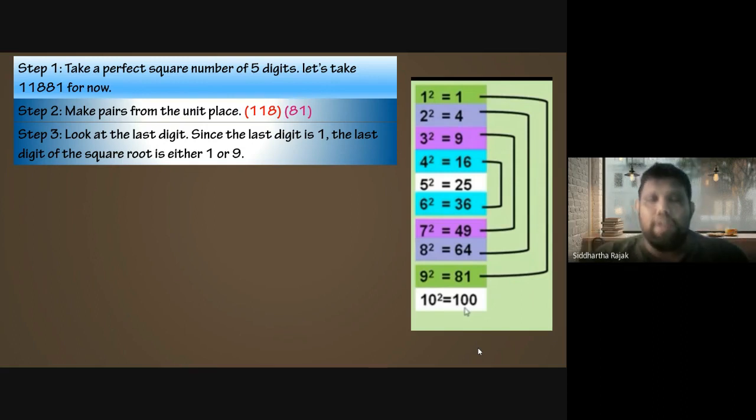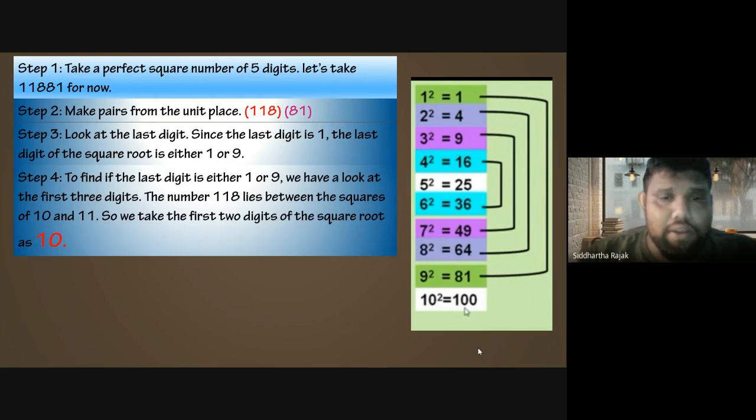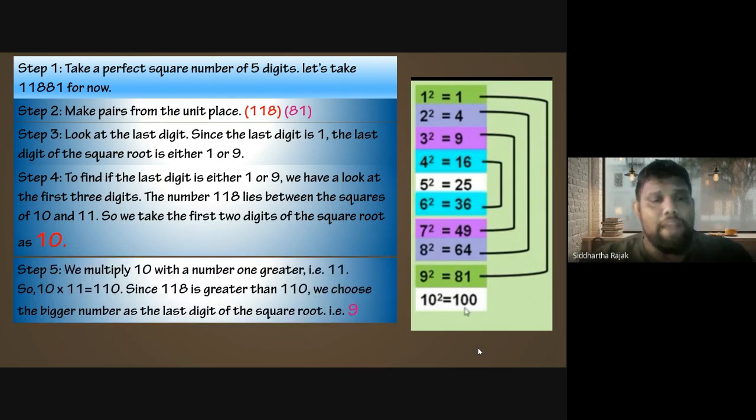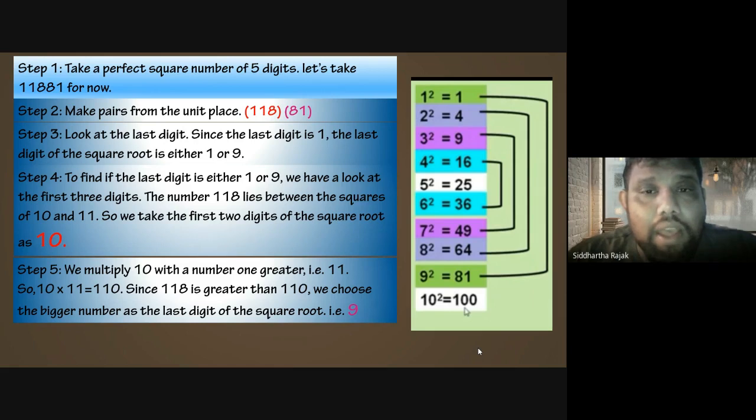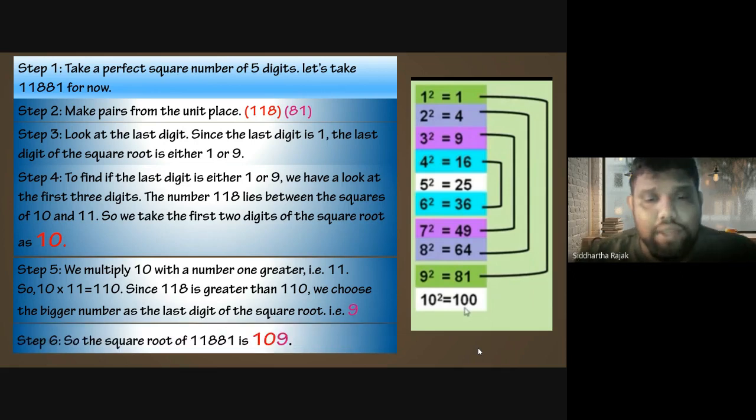The square root of that number 100 is 10. So the first two digits are 10, but we are not sure if it's 101 or 109. It might be 101, it might be 109. Now we need to finalize that. To do that, you multiply that 10 with one greater number, 11. So 10 into 11 is 110, but still 118 is what we have paired in red. 118 is greater than 110, so we choose the greater number, which is 9. So the first two digits are 10, and the last digit is 9. So the square root of 11881 is 109.